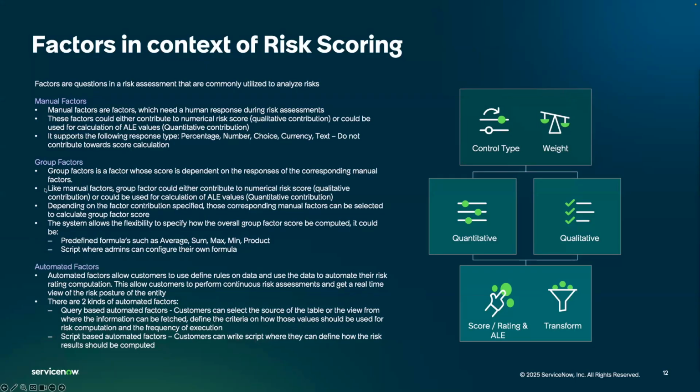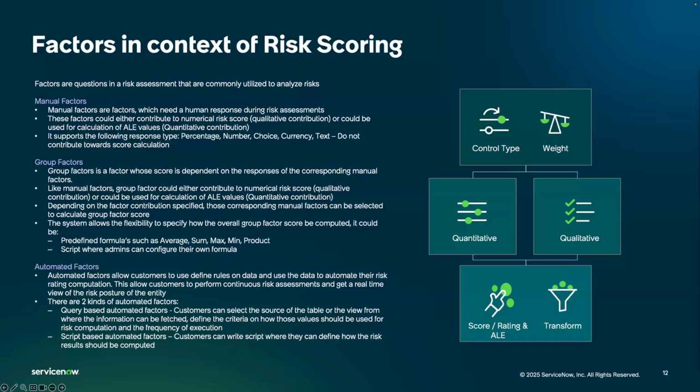Group factors. Think of group factors as containers. A group factor's score depends on the responses of its child manual factors. For example, you might have a control environment group factor that aggregates 5 individual control questions. Like manual factors, groups can contribute qualitatively or quantitatively, but the power is in how you aggregate them. The system offers predefined formulas like average, sum, maximum, minimum, and product. Need something custom? Well, you can write a script.